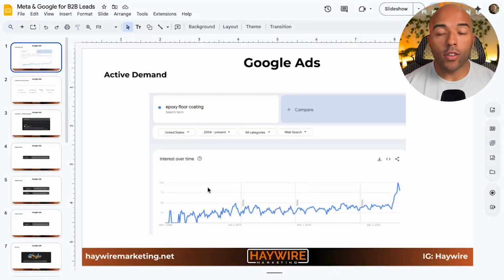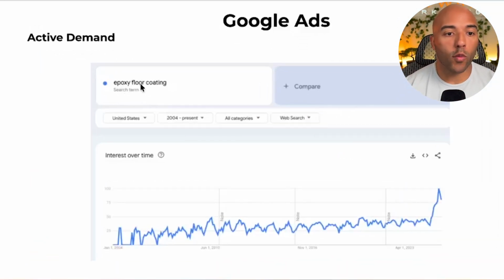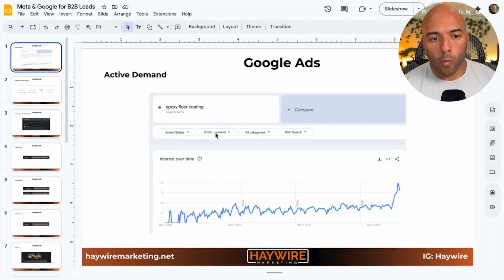And that being said, let's dive right in. When it comes to Google ads, the best part about that platform, in my eyes, is that we are able to understand the seasonality as well as the active demand. And as you can see right here, we're using epoxy floor coating for our example, and we are targeting the United States in this search term within the last 12 years. And you can see the seasonality. We're able to see the peaks, the valleys, as well as the search demand.